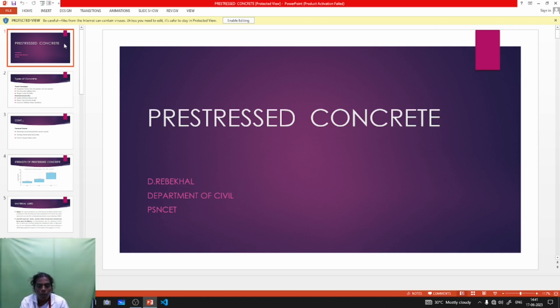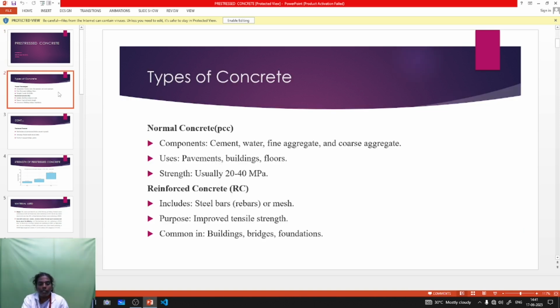Let's start the topic of prestressed concrete. Concrete has three types. The first one is normal concrete. Normal concrete is the combination of cement, water, fine aggregate and coarse aggregate. It is a PCC type, used for pavements, buildings and floors. The strength usually obtained is 20 to 40 MPa.